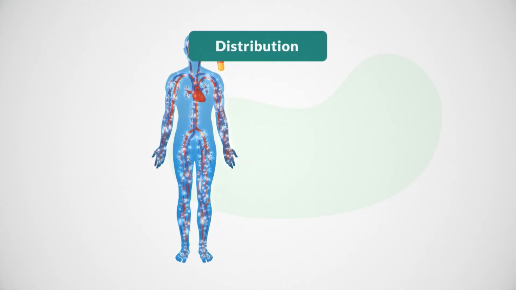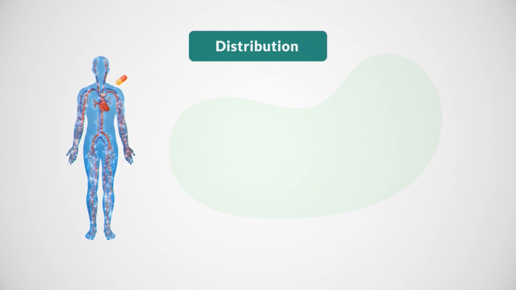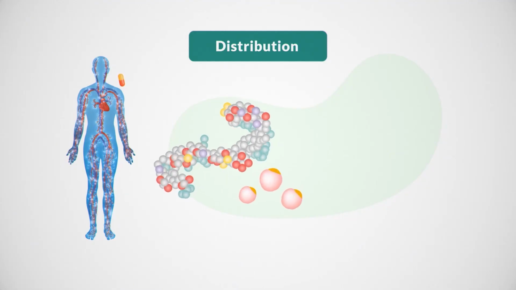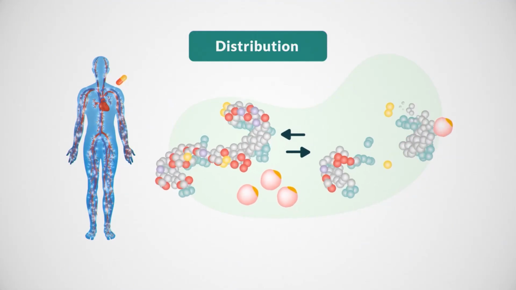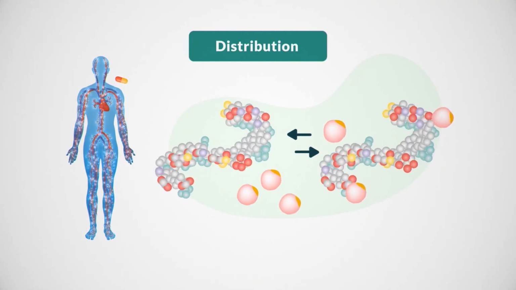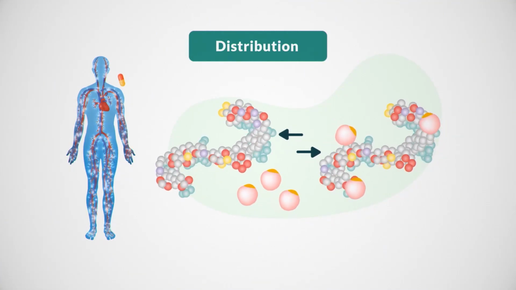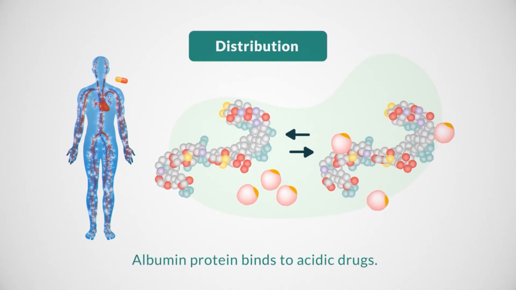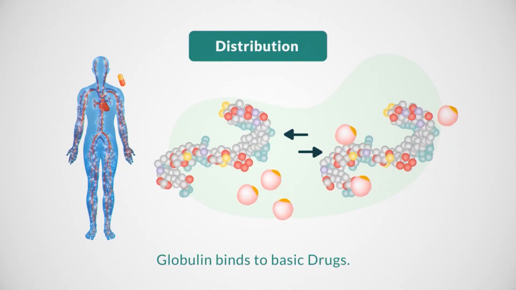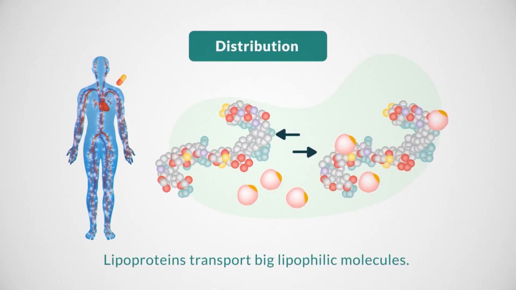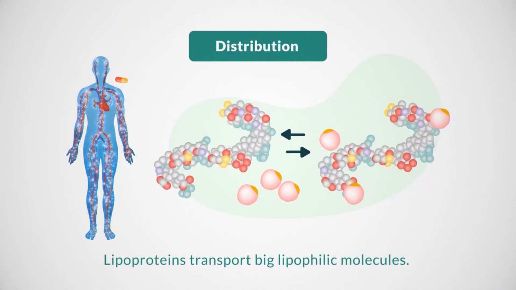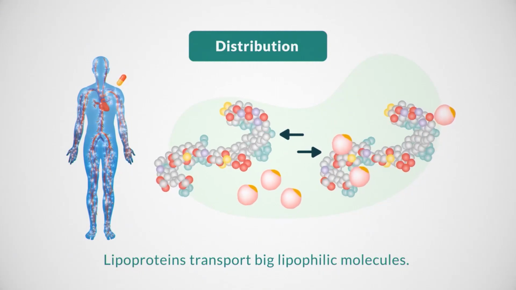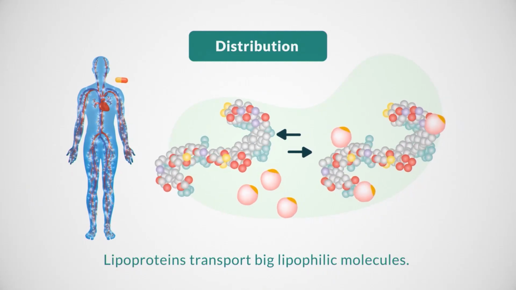Distribution. It is the transportation process in which a pharmaceutical substance is dispersed through the fluids and tissues to reach its site of action. This transport depends on the physicochemical properties of substances in general. Drugs are transported in solution as free, unbound drugs and partly reversibly bound to transport proteins. Albumin protein binds to acidic drugs. Globulin binds to basic drugs. Lipoproteins transport big lipophilic molecules. The equilibrium between unbound and bound drug fractions is determinant because only unbound drugs are available to cross cellular membranes to reach the drug receptor.